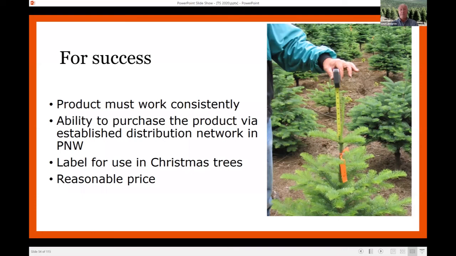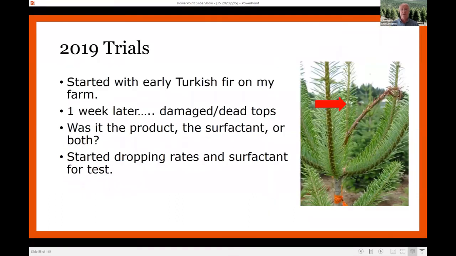So that's one of the main fits for particularly Nordman and Turkish, but also for Noble, because tying up tops can be one of the more expensive and time-consuming parts of growing trees. So I'm going to skip through a lot of these slides fairly quickly. So we've started with some trials, and certainly you can put on too much material. So we're pulling the tops, which is not a good thing to do.